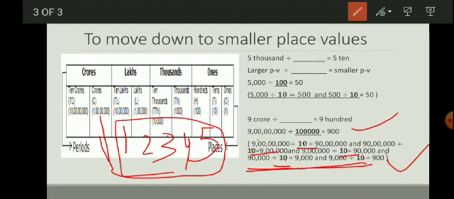Got it, all of you? This way we have to do conversions of large numbers.